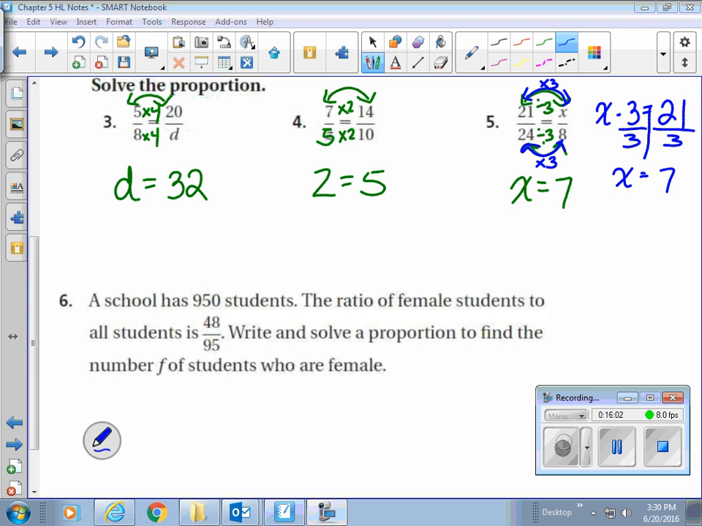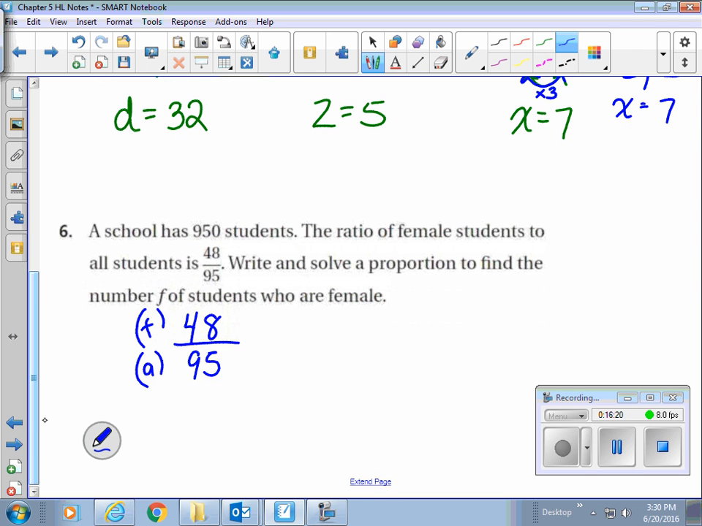In the last one, a school has 950 students. The ratio of female students to all students is 48 to 95. So 48 to 95 represents female students to all students. Write and solve a proportion to find the number F of students who are female. So I know that 48 out of 95 are female. I need to figure out how many females there are out of a total of 950 students.